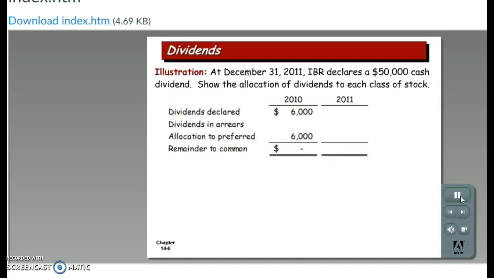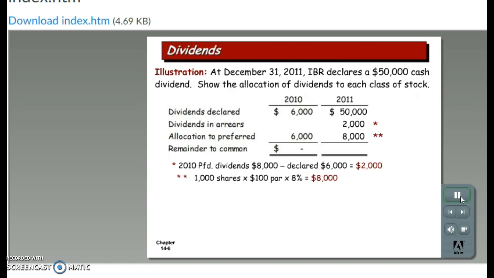To further illustrate, on December 31, 2011, IBR declares a $50,000 dividend. The chart shows that in 2010, all $6,000 of the dividends go to preferred stockholders. In 2011, the $50,000 of total dividends declared will first be allocated to pay dividends in arrears of $2,000, related to 2010 calculated on the previous slide. Next, the preferred stockholders will be paid dividends for the current year of $8,000. After allocating the dividends to preferred stockholders, the remaining $40,000 will go to common stockholders.